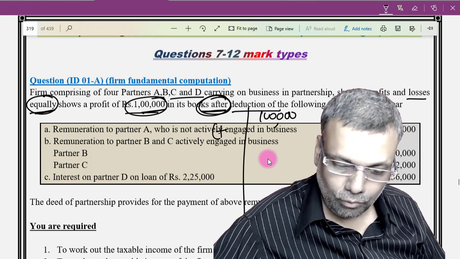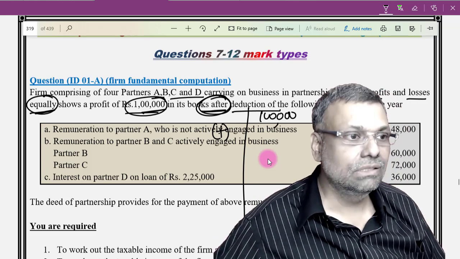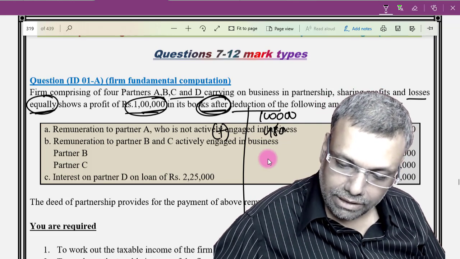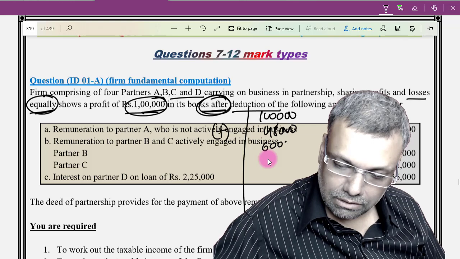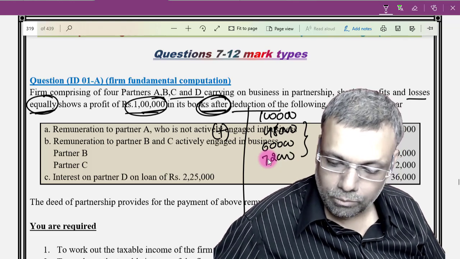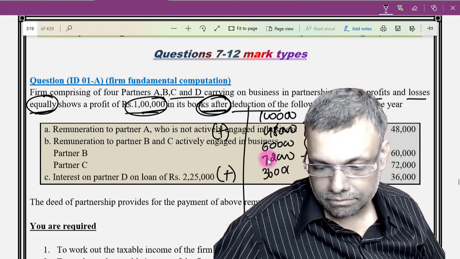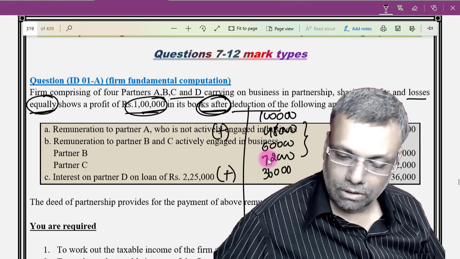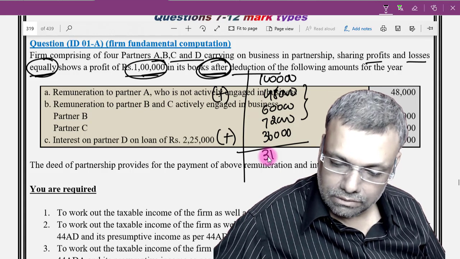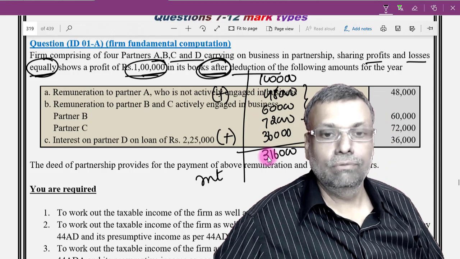To that I'll have to add the entire interest and entire remuneration. For the sake of simplicity, I can group it: add 48,000, 60,000, everything first. This is on account of remuneration. Thereafter I will add interest, 36,000. Totally added, total is 3,16,000. Out of this, interest as the deduction I'll have to give first.